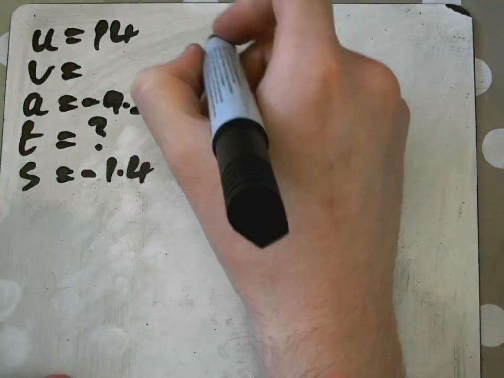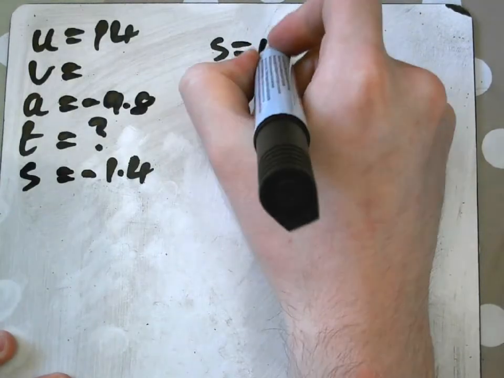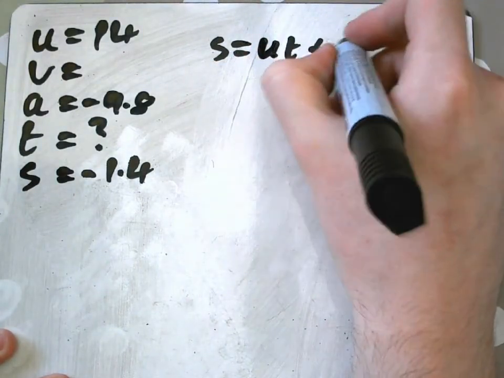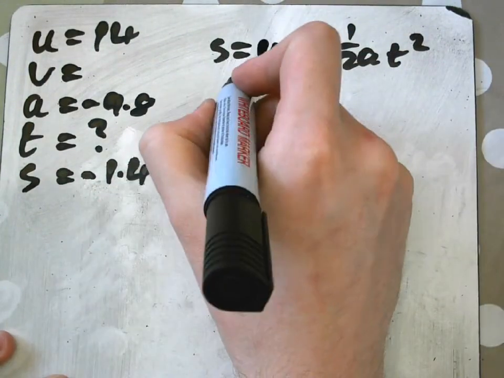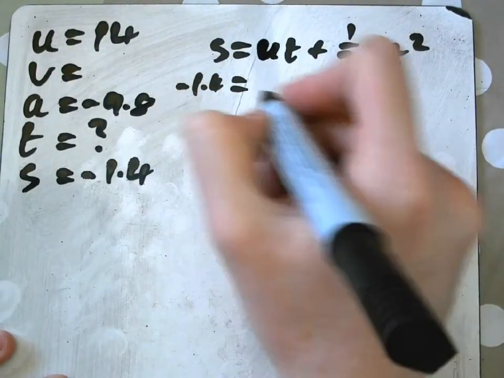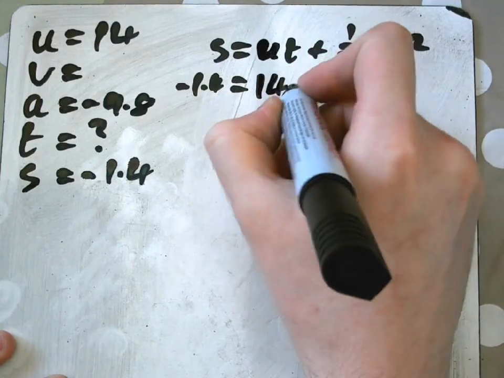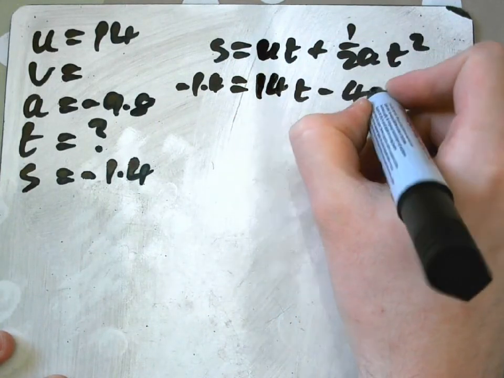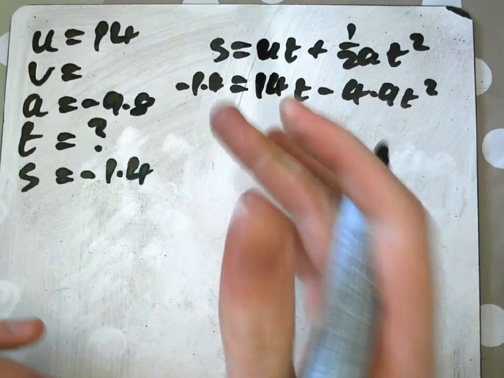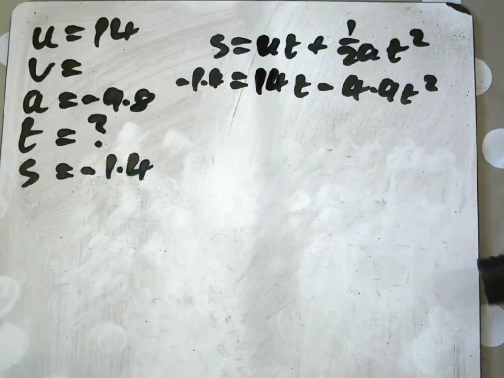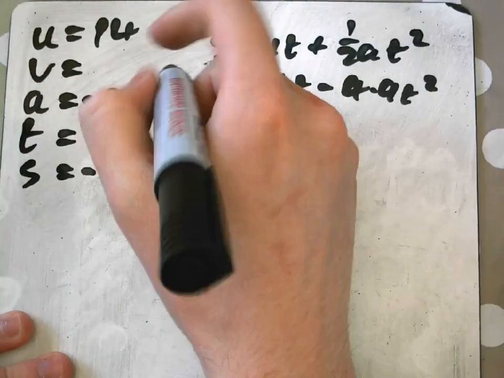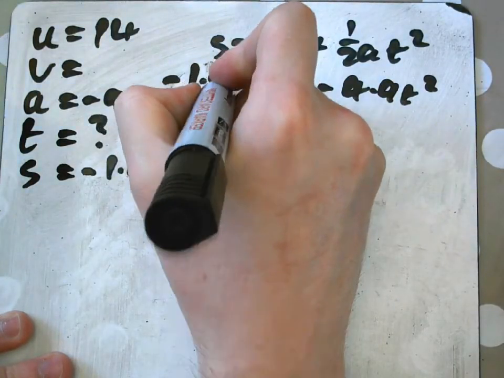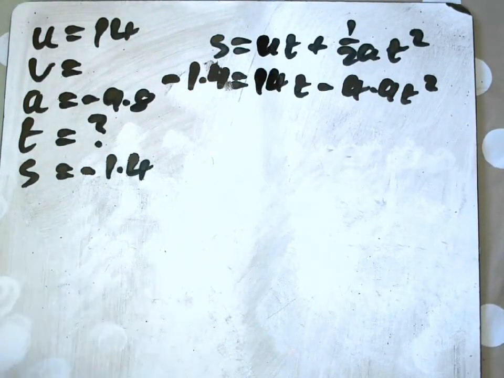Again, what we're going to do is start off with s equals ut plus half at squared. Okay. Negative 1.4 is 14t minus 4.9t squared. So you can see here all that's changed is that the displacement is now negative 1.4 rather than 0. Let me just neaten this up a wee bit for you. Okay, only thing that's changed so far.